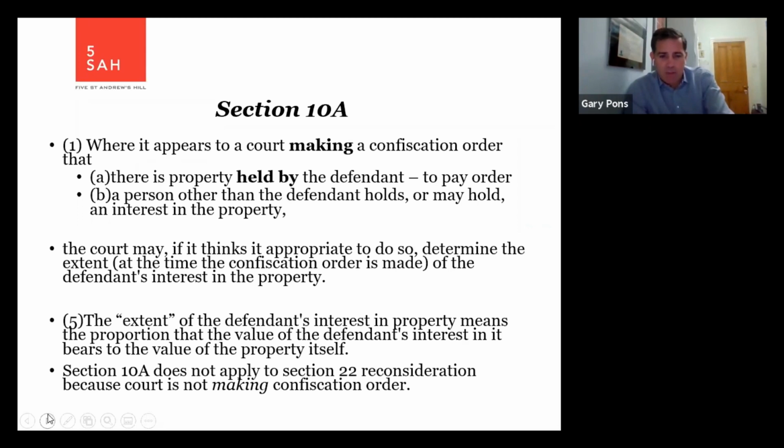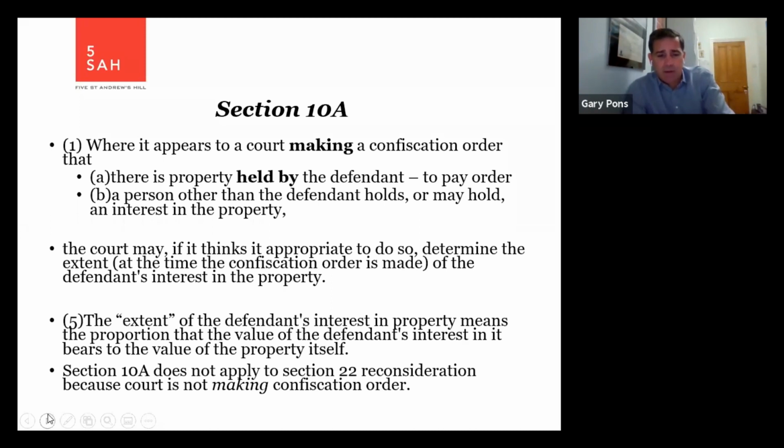It specifically applies when the court is making the confiscation order and not when it is varying the confiscation order. And so for that reason, Section 10A does not apply to revisiting that occurs either under Section 22 or under Section 23 of POCA. The reason why is because in those circumstances, the court is varying and not making a confiscation order.